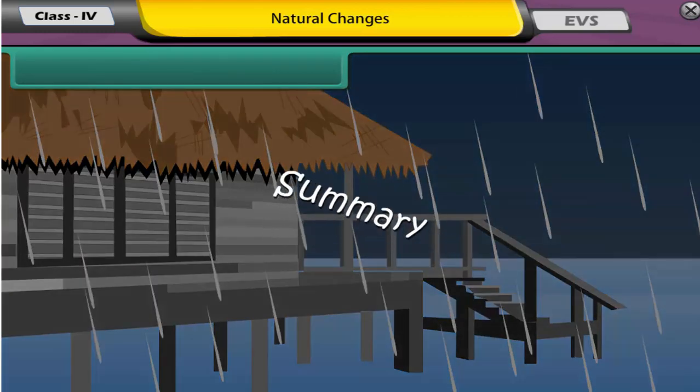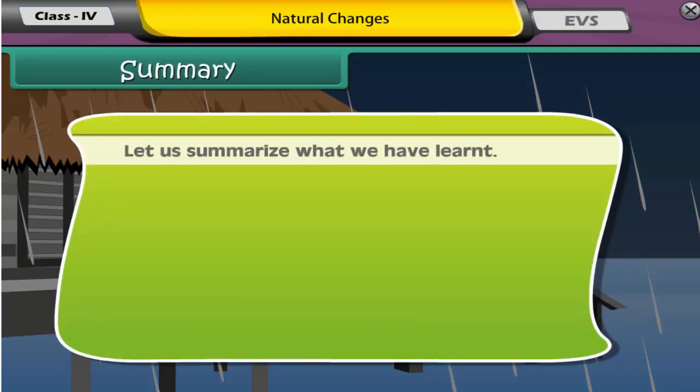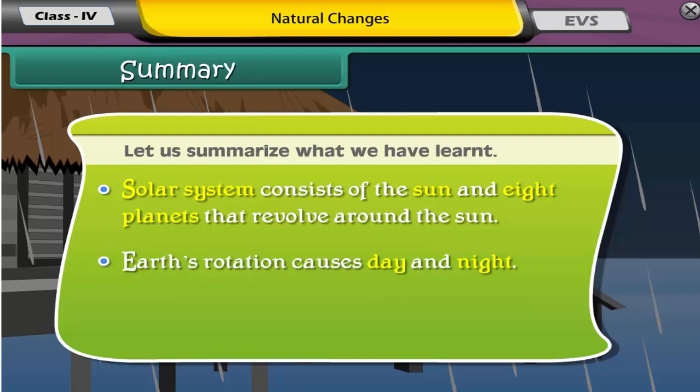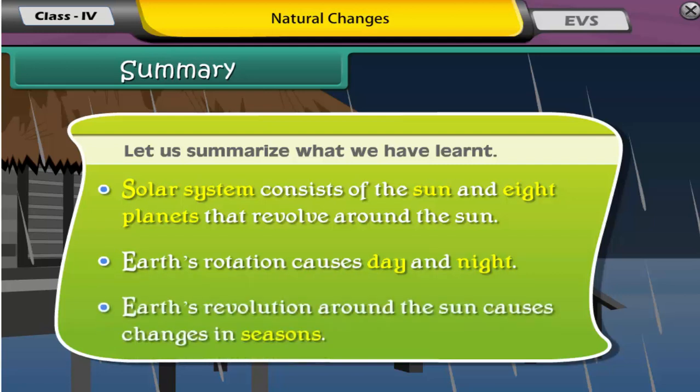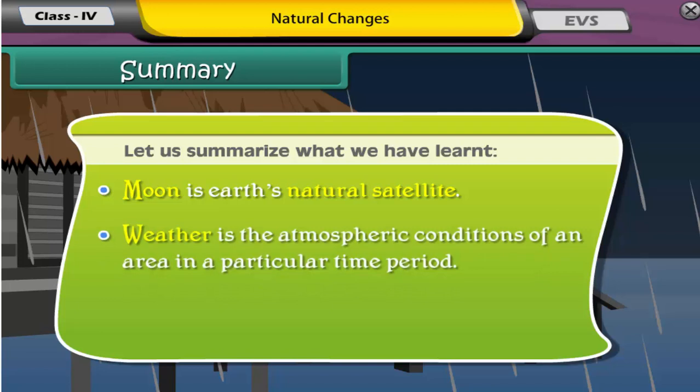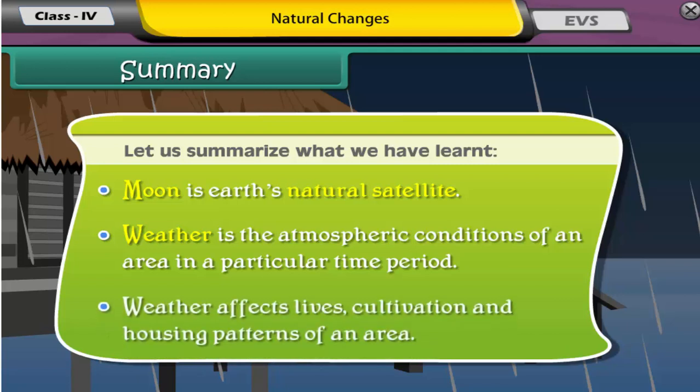Summary. Let us summarize what we have learned. Solar system consists of the Sun and 8 planets that revolve around the Sun. Earth's rotation causes day and night. Earth's revolution around the Sun causes changes in seasons. Moon is Earth's natural satellite. Weather is the atmospheric conditions of an area in a particular time period. Weather affects lives, cultivation, and housing patterns of an area.